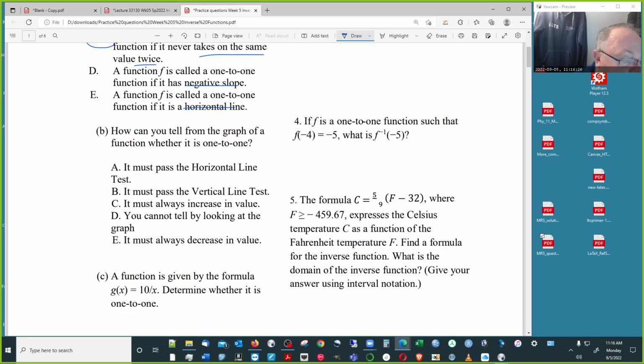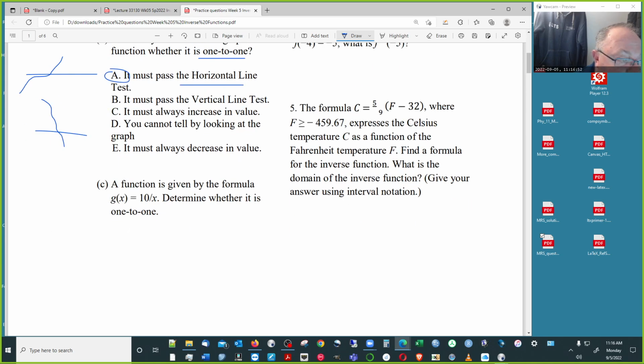All right. How can you tell from a graph that a function is 1-to-1? So the 1-to-1, so it is a function. So its vertical line test is a given. So it's not that one. So it's got to pass the horizontal line test. So it's always monotonic increasing or monotonic decreasing. The horizontal line test will never cut it twice. Okay. So it's got to be A.